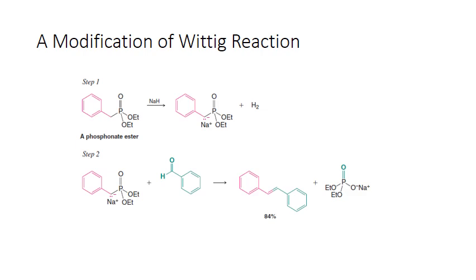Phosphonate ester has an acidic proton, the proton attached to the carbon next to the phosphorus atom. We can abstract this proton with a strong base such as sodium hydride or alkyl lithium to form the carbanion. This carbanion takes the place of the ylide in the Wittig reaction.